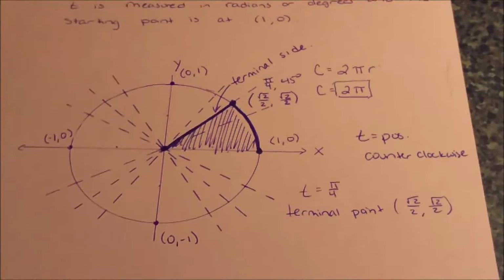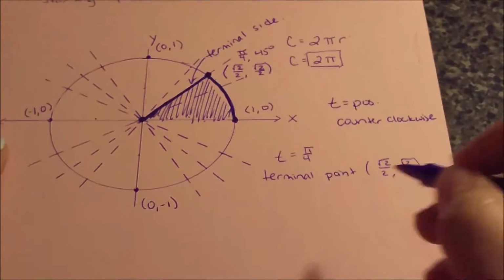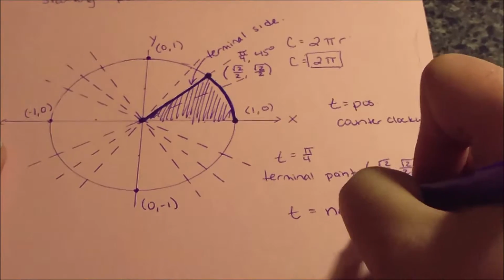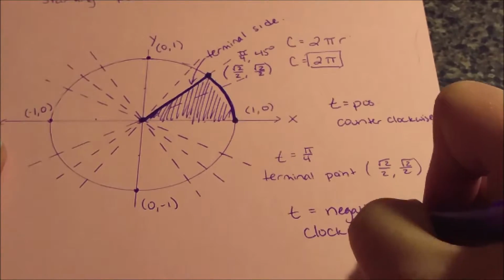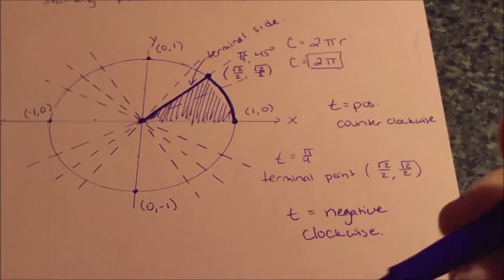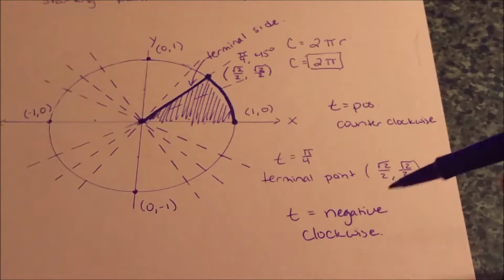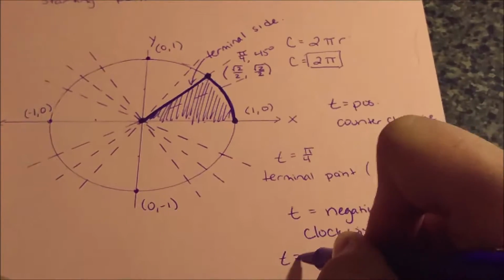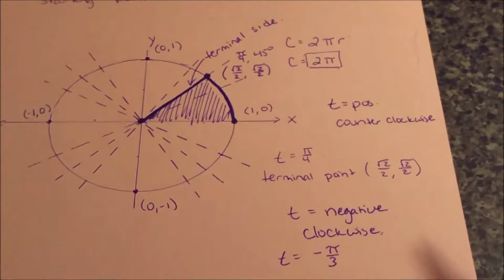Now let's try this for a few other points just to make my point. Let's try one that has a t that is negative. So when t is negative, you will move clockwise around the circle. That's the only difference. We're still measuring as if you had a tape measure and you're measuring the distance around that curve, but we're measuring clockwise. That's the only difference.